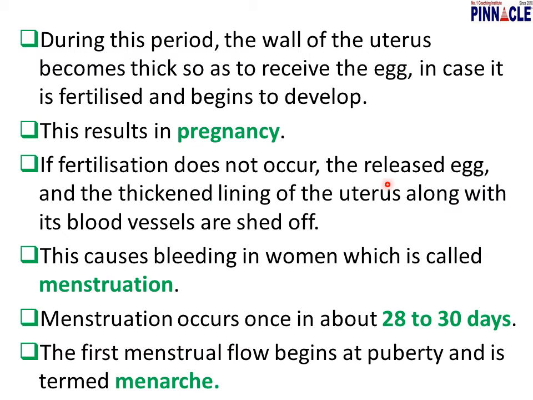If fertilization does not occur, the released egg and the thickened lining of the uterus along with its blood vessels are shed off. This causes bleeding in women, which is called menstruation. Menses, you can say the menstruation stage, where the bleeding takes place. Menstruation occurs once in about 28 to 30 days. This is the period of menstruation in women. The first menstrual flow begins at puberty and is called the first menstrual flow. The menstrual cycle starts, and that first is called menarche.